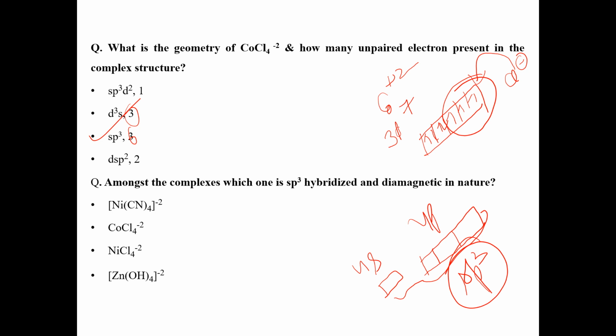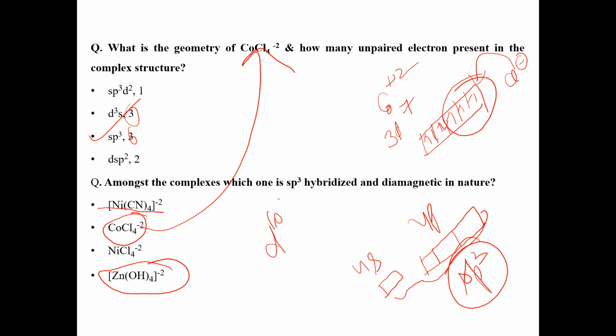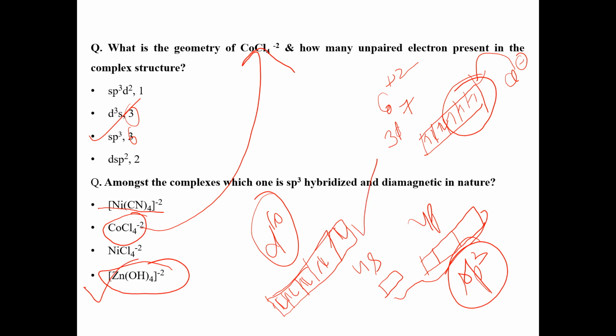Among the complexes, which one is sp3 hybridized and diamagnetic in nature? I have discussed this one already. It is square planar, and this one is already discussed here. It is sp3 hybridized but not diamagnetic. Just see this one. It is d10, so it is independent of whether it is connected through a weak ligand or a strong ligand, it will be diamagnetic. And also it is a tetrahedral complex.